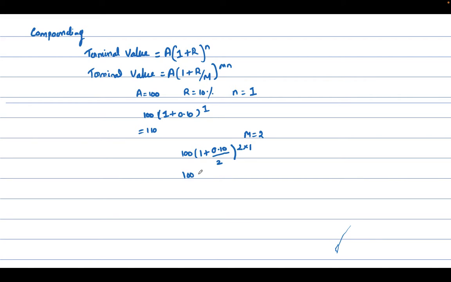So this will be 100 into 1.05 to the power 2 into 1, that is 2 times. So you will get 110.25. If it is compounded twice in a year, the terminal value of the amount which is being invested will be 110.25. This is what we call compounding.